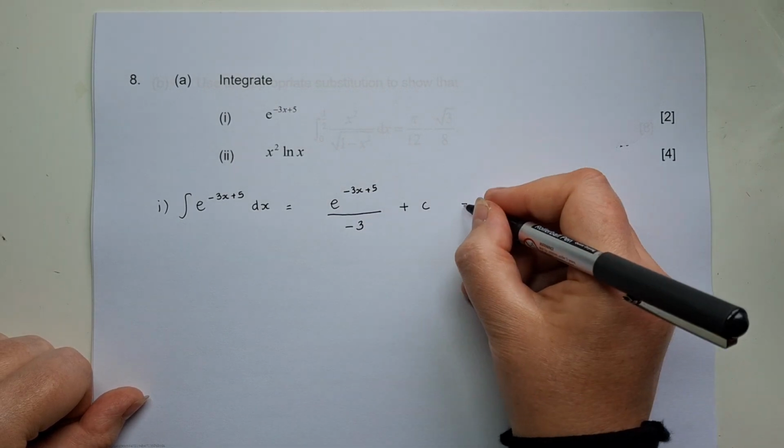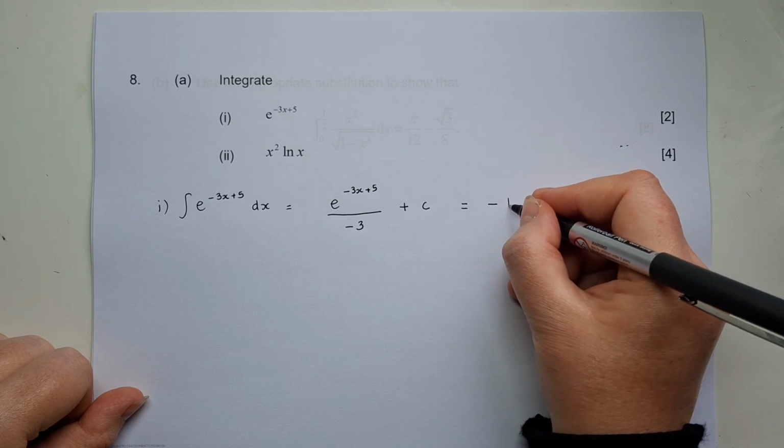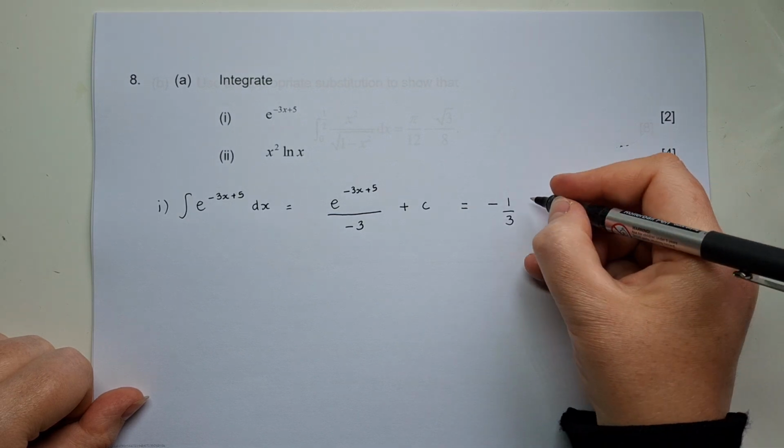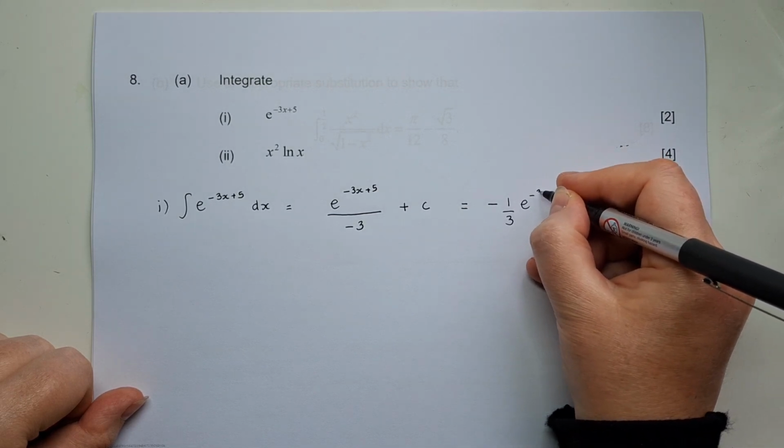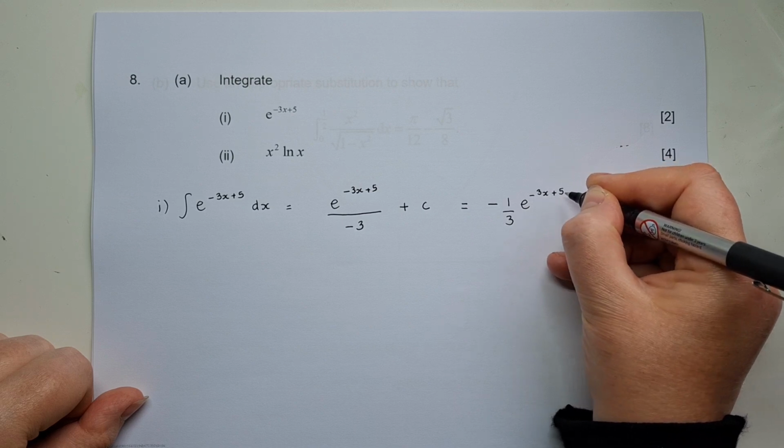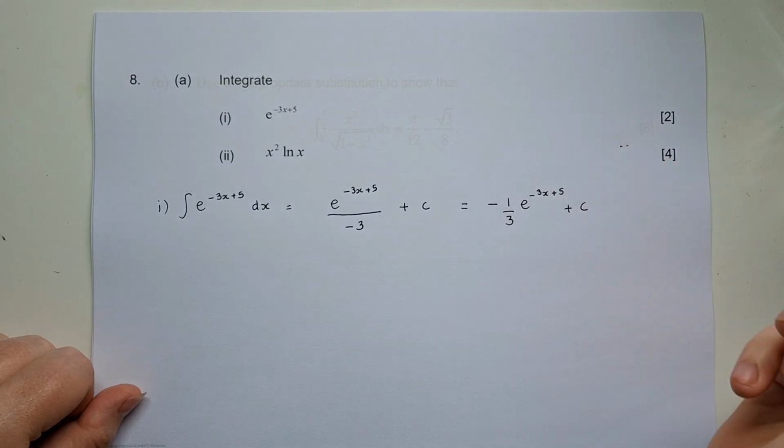You can pull the 3 to the front if you want as a minus 1/3. You can certainly pull the minus to the front. But as long as you've used the rule correctly, you should get your mark there.